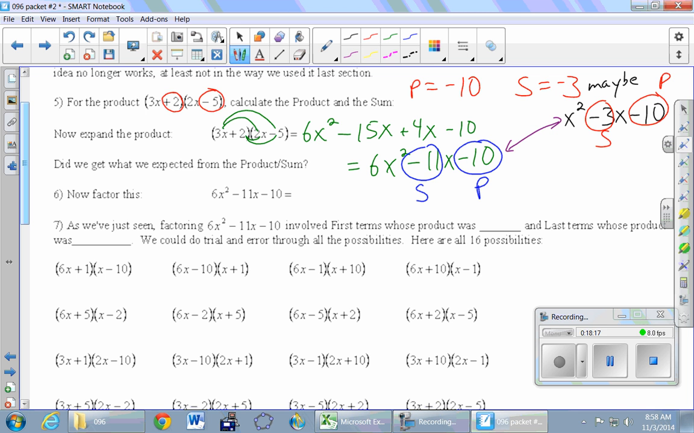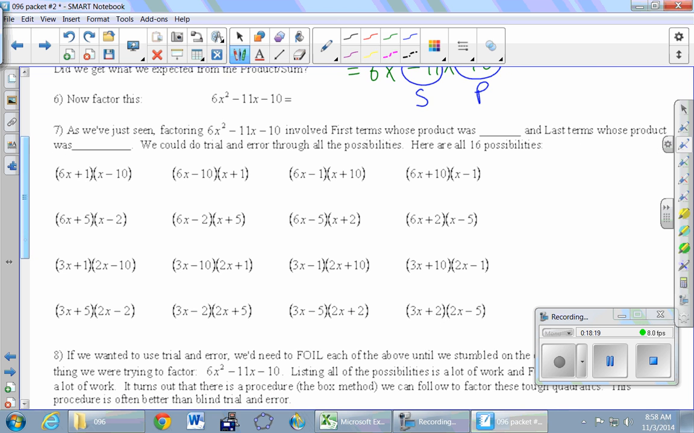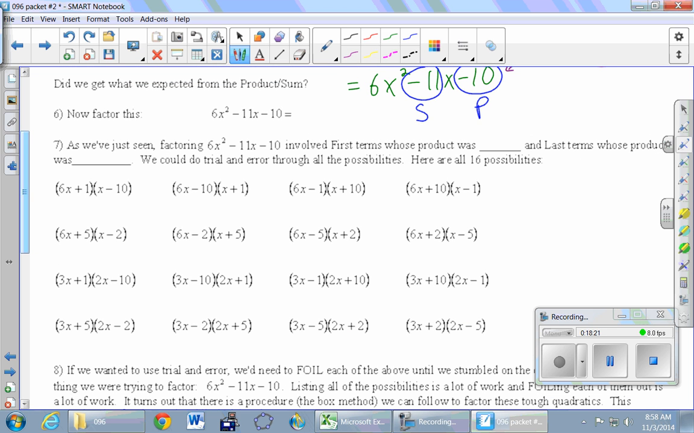Okay, so we know that factoring 6x squared minus 11x minus 10 has got to give you a 6x squared, right? We've got to multiply the first two terms and get 6x squared. So let's put that in this blank. First two terms definitely have to be 6x squared. And the last terms had to multiply to get what?